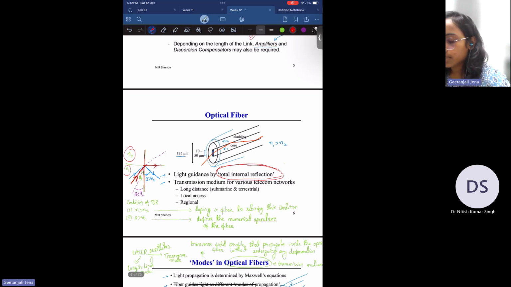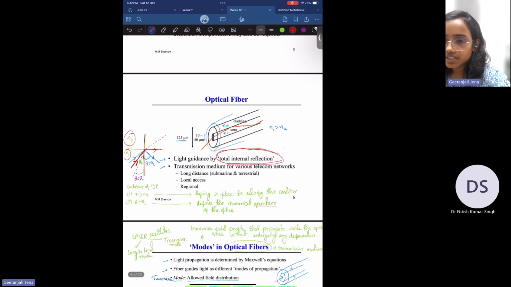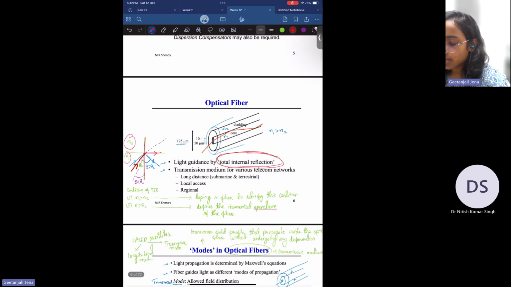So the ray is reflected back to the same medium N1. For total internal reflection to happen, what is the condition required? The refractive index of the first medium, where the light is propagating, should be greater than the refractive index of the surrounding medium so that it can reflect back into the same medium, and the angle theta should be greater than theta c.